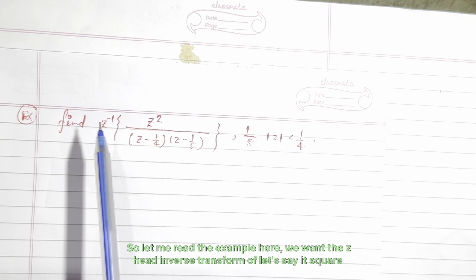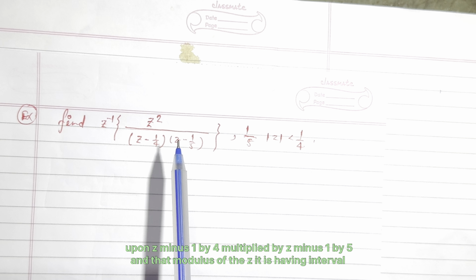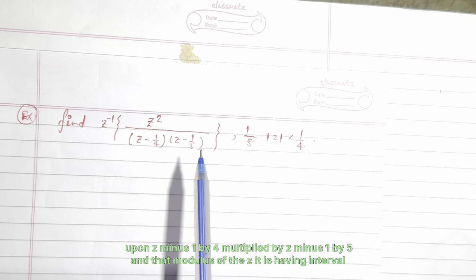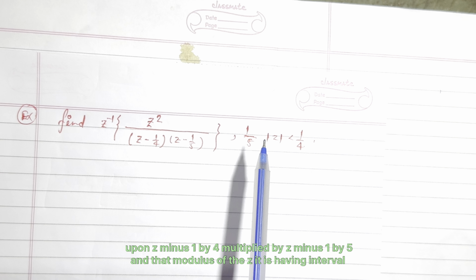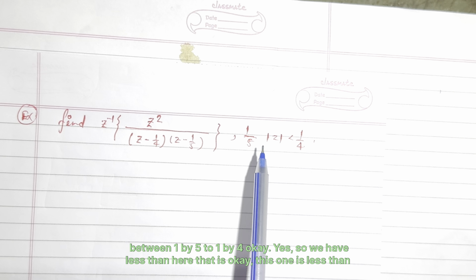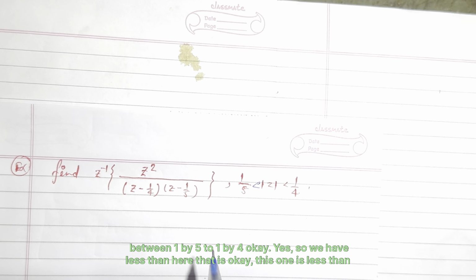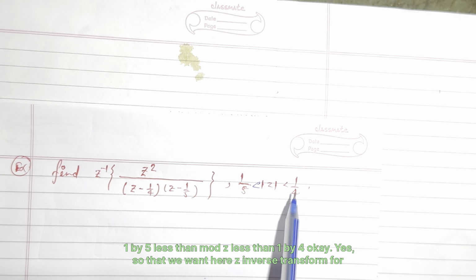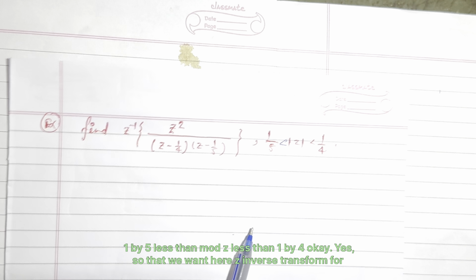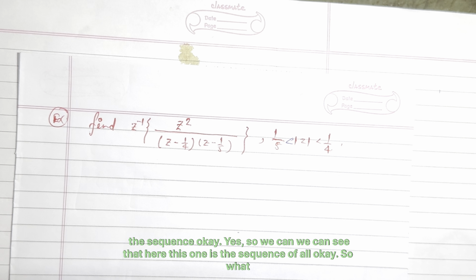We want the inverse Z transform of Z square upon (Z minus 1 by 4) multiplied by (Z minus 1 by 5), with the modulus of Z in the interval between 1 by 5 and 1 by 4. So we have 1 by 5 less than mod Z less than 1 by 4. We want the inverse Z transform for that sequence.